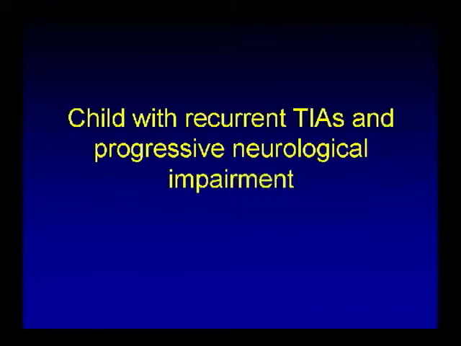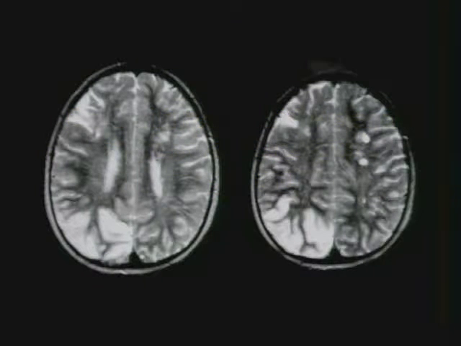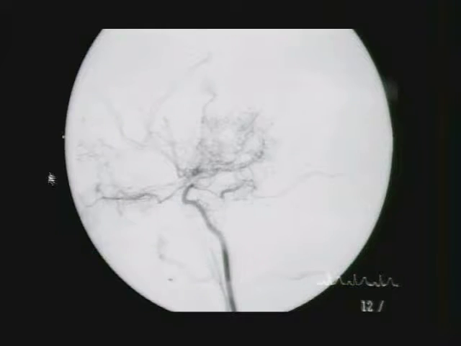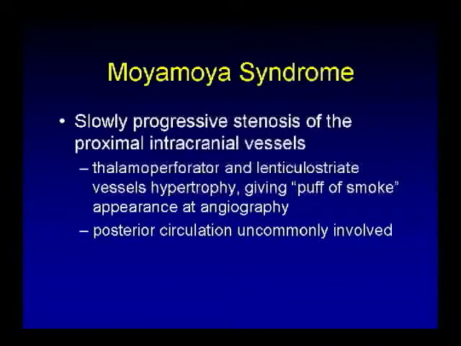Next case is a child with recurrent TIAs and progressive neurological impairment. Here you can see that there are multiple areas of abnormal T2 signal suggesting multiple prior infarcts. And here's this child's angio showing the typical puff of smoke appearance. We can see the internal carotid arteries, but we don't see middle cerebral arteries or anterior cerebral arteries. All we see are the hypertrophied thalamoperforator vessels and lenticulostriates. And this is Moyamoya syndrome, which is slowly progressive stenosis of the proximal intracranial vessels.